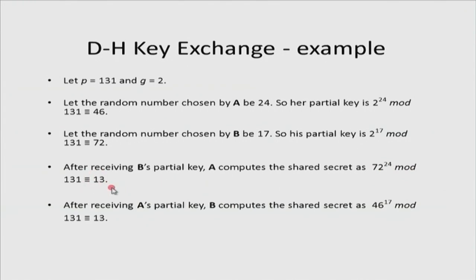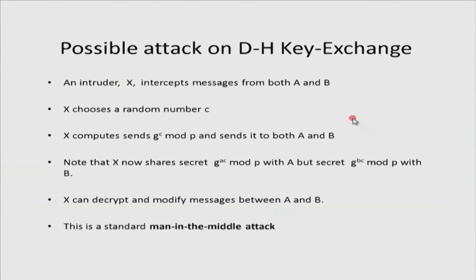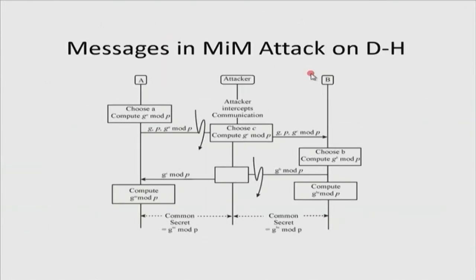This is the secret that she comes up with, and he comes up with exactly the same secret because he takes the value received from her, which is 46, the value that she gave him, and he raises that value to his private key 17, which he generated in this step. So 46 raised to 17 mod 131 is 13. Both sides have agreed on a common secret, which they will use to encrypt all messages between them for the duration of this session. So let's look at a possible attack on the Diffie-Hellman key exchange protocol.